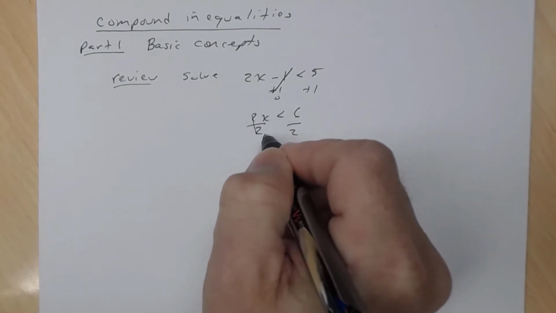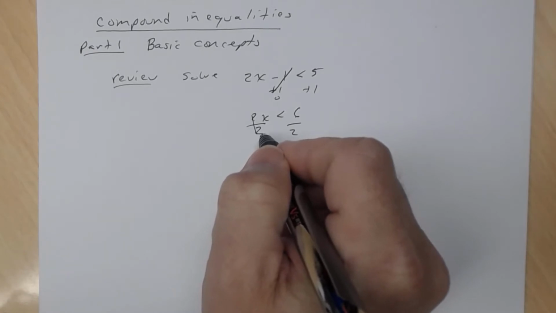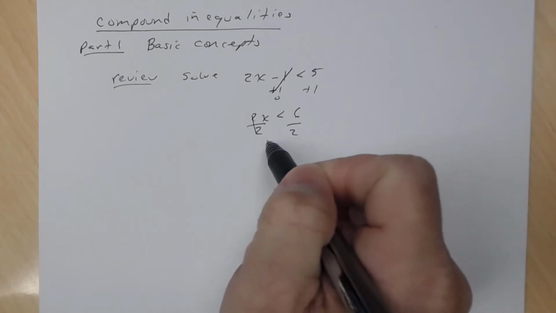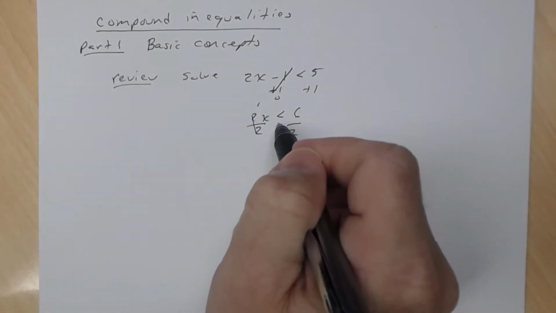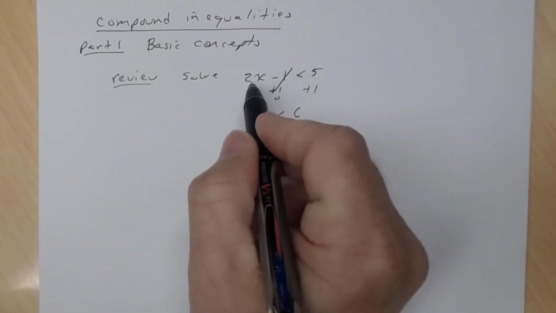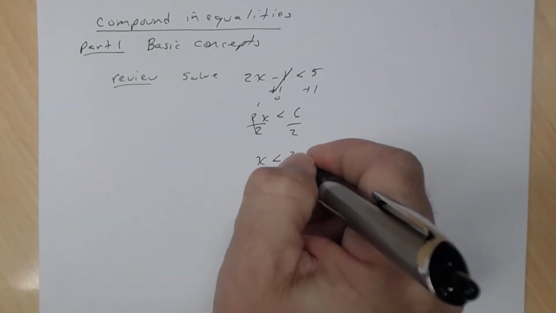Remember, when you multiply or divide both sides of an inequality by a negative number, you have to reverse the symbol. But in this case, I'm just dividing by a positive number, so I don't reverse the inequality symbol. So all the real numbers that will make this inequality a true statement will be any real number that's less than 3.